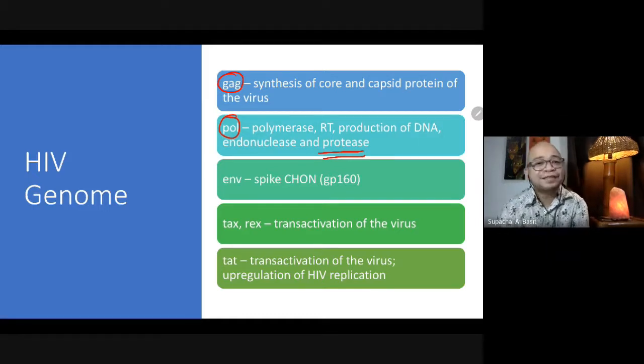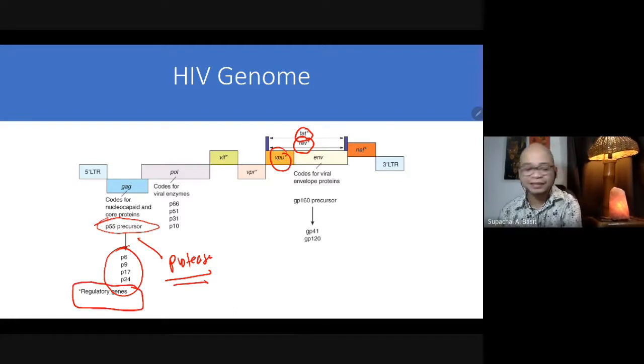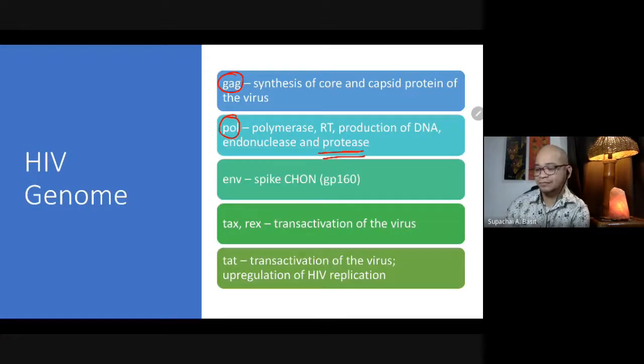And then the ENV is the envelope gene, which will produce the spike glycoprotein, and its precursor is known as GP160. And then the TAT and REV are important for transactivation of the virus. These genes are also important for the upregulation of the HIV replication. So as you can see, the TAT, the REV, the VPU, they are important for us. They are classified here as the regulatory genes. Okay.